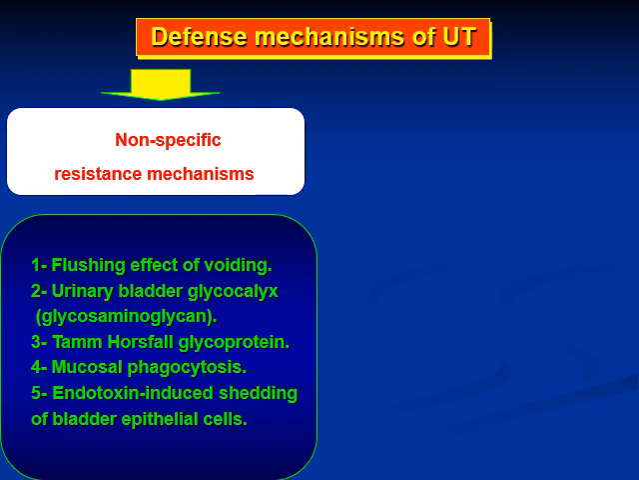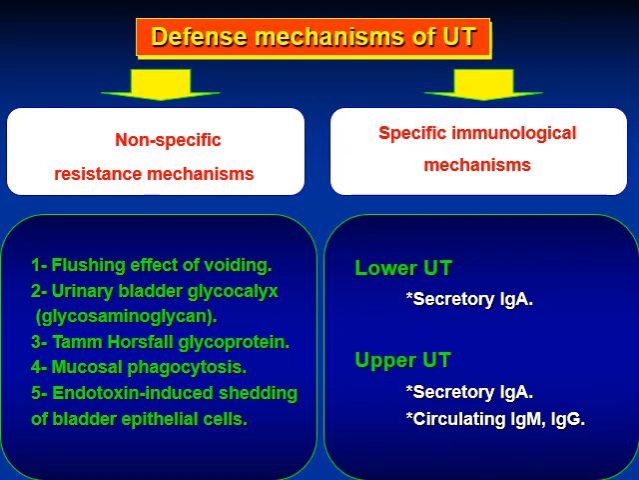The non-specific defense mechanisms of the urinary tract against infection include the flushing effect of voiding, the urinary bladder glycocalyx, the glycosaminoglycan, the Tamm-Horsfall glycoprotein, mucosal phagocytosis, and the endotoxin-induced shedding of the bladder epithelial cells. The specific immunological mechanisms of the urinary tract include, in the lower urinary tract, the secretory IgA, and in the upper urinary tract, the secretory IgA and the circulating IgM and IgG.